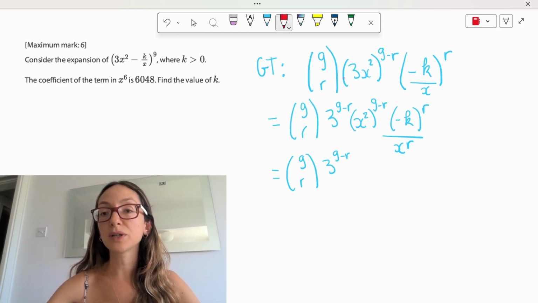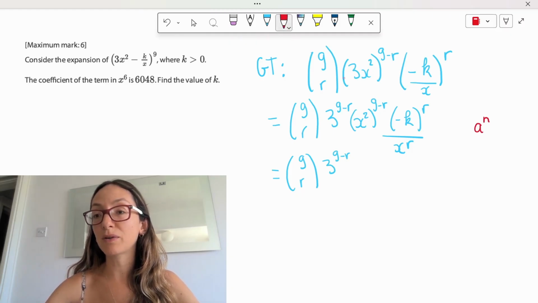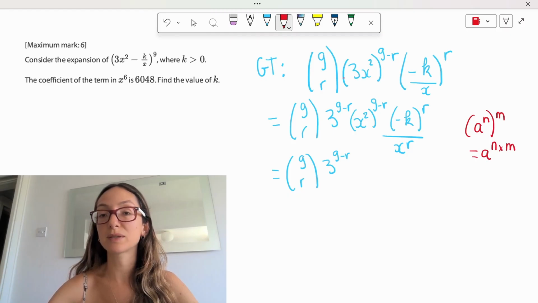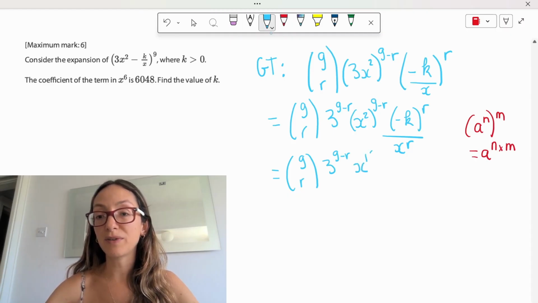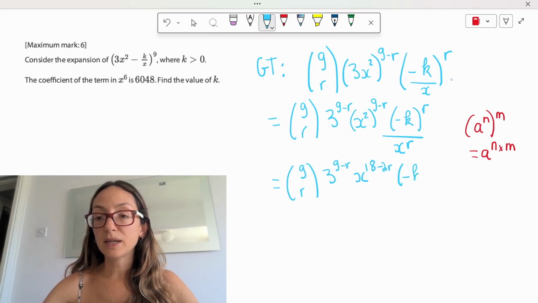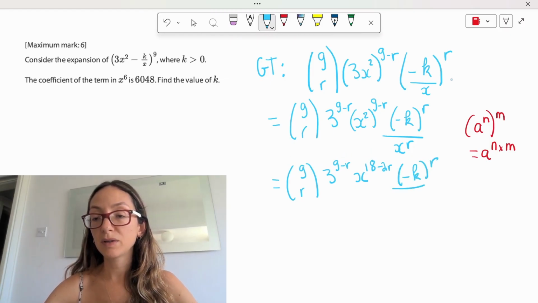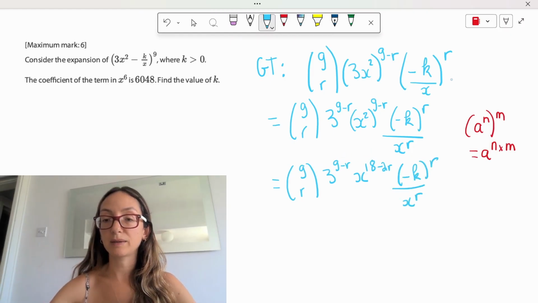And here we're going to use the rule a to the power of n all to the power of m is equal to a to the power of n times m. We're going to multiply the powers. And so we get x to the power of 18 minus 2r. And then we get minus k to the power of r over x to the power of r.